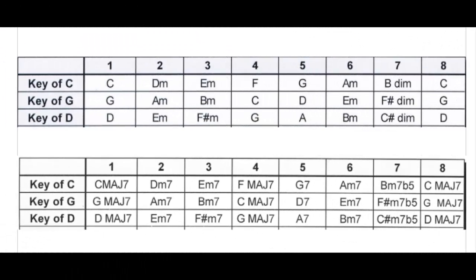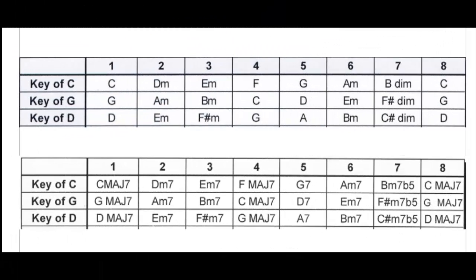In this session we'll be looking at how to solo over the 2-5-1 chord progression, and the scales that we'll be using to play over this chord progression will be either the major scale or the major pentatonic scale. The term 2-5-1 relates to the chords created from a particular scale, and in this case we're talking about the major scale.